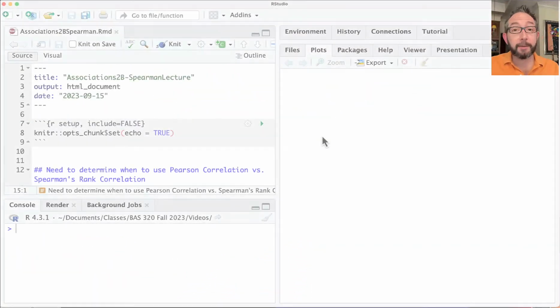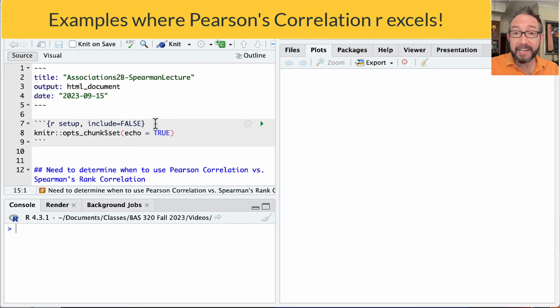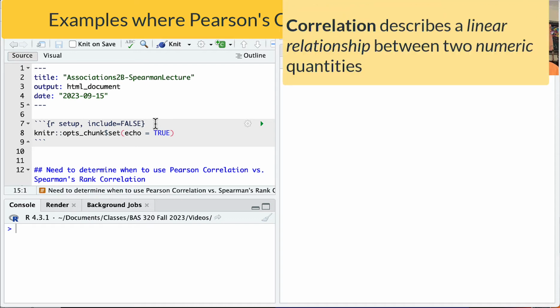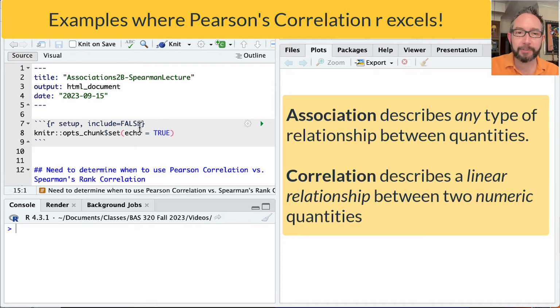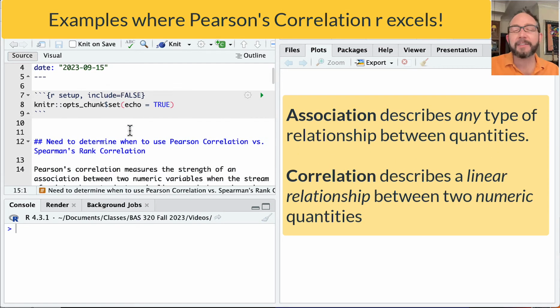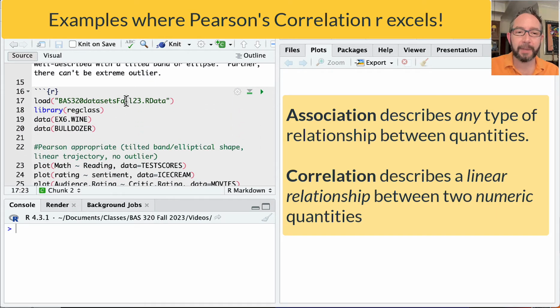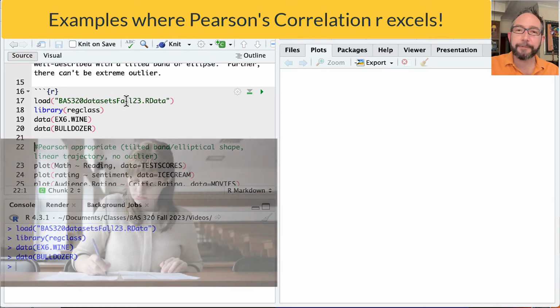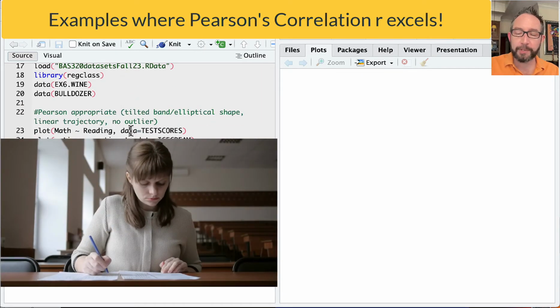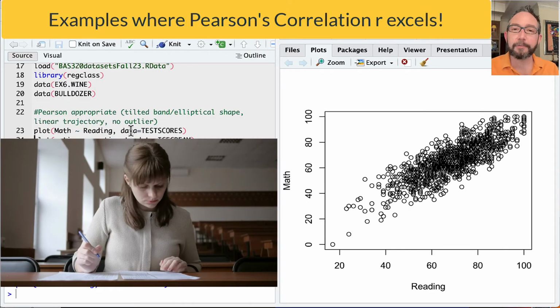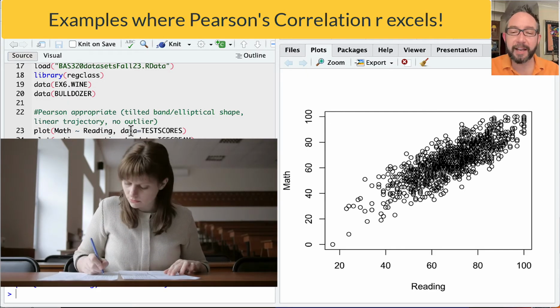So first, let's look at some examples where Pearson's correlation is going to do a great job at quantifying the strength of the relationship. So we would actually use the term that these two variables are correlated with each other rather than the more generic term that the two variables just have an association. So I'm going to load up a few of the data sets that we've been using for this course. And the first thing that I want to look at is the relationship between someone's math score and their reading score on a standardized exam.